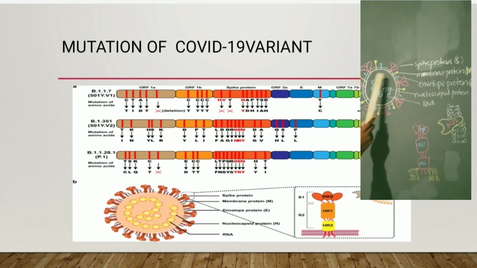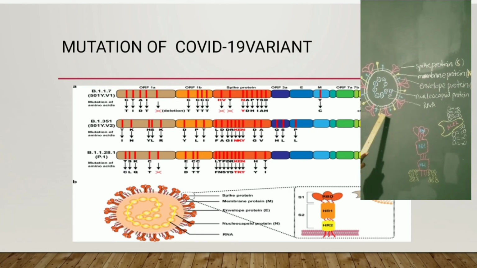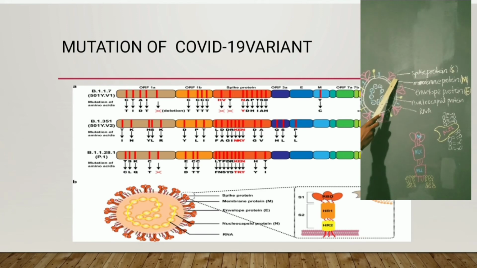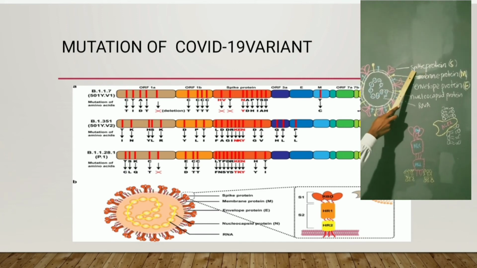So here we have a diagram of our COVID-19 virus. So as you can see here, this is our spike protein where most of the mutation occurs.